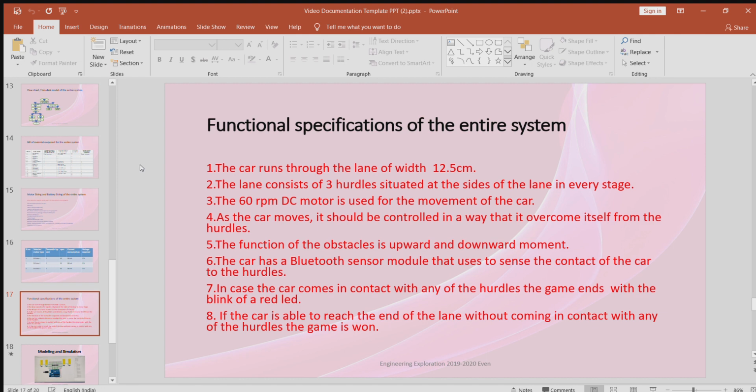The car has a Bluetooth sensor module that is used to sense the contact of the car to the hurdles. In case the car comes in contact with any of the hurdles, the game ends with the blink of the red LED. If the car is able to reach the end of the lane without coming in contact with any of the hurdles, it displays green LED and it shows as win.